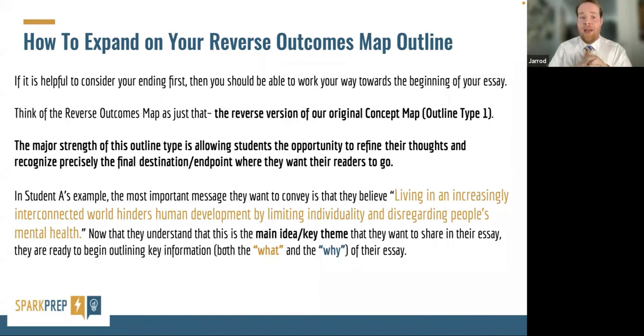The major strength of this outline type is allowing students the opportunity to refine or focus in their thoughts and recognize precisely that the final destination or endpoint, that red X, the buried treasure, so to speak, is where they want their readers to go. So in student A's example, the most important message that they want to convey is that they believe living in an increasingly interconnected world hinders human development by limiting individuality and disregarding people's mental health. Now that they understand that this is the main idea or key theme that they're going for, and they want to share this with their audience, they can begin outlining the key information that they need to make this a successful, complete essay.